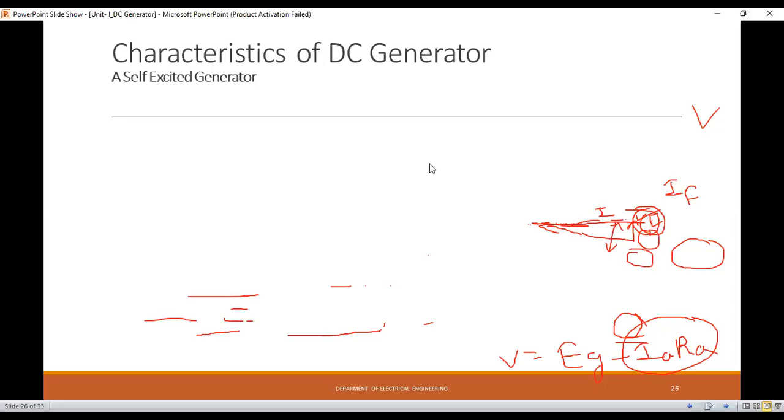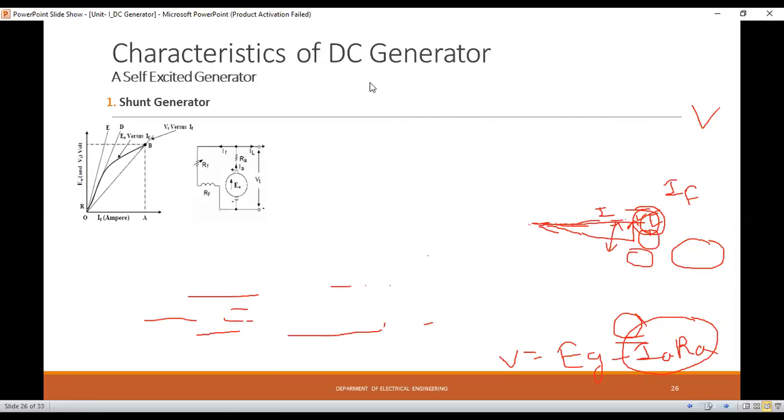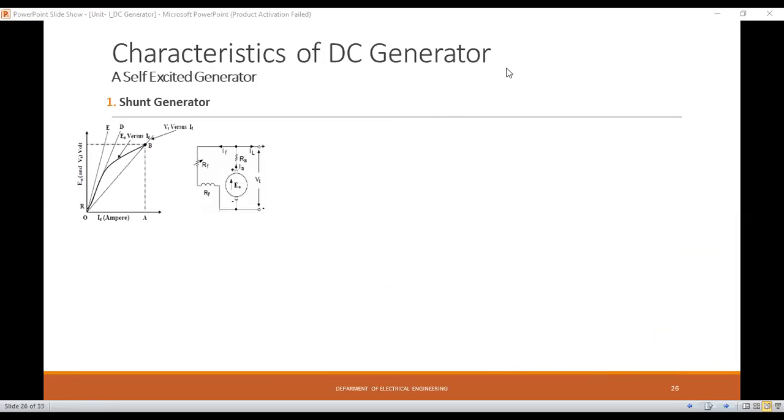Okay, the next type of generator characteristics is that of the shunt generator. We will understand the shunt generator characteristics. Again, there are three types of characteristics in each and every type of generator. So, the characteristics of the shunt wound generator.